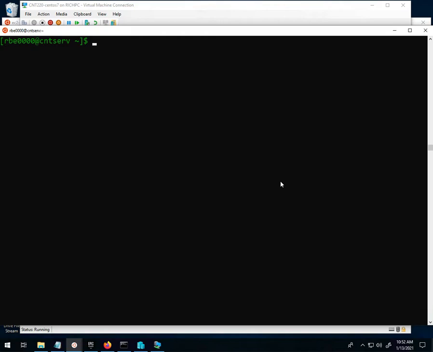Linux servers do not run graphical user interfaces. That's just the way it's done at the command line. And the reason for that is because graphical user interfaces use a lot of resources.